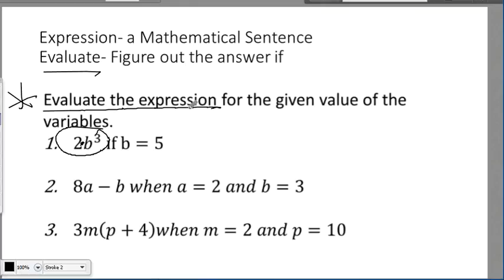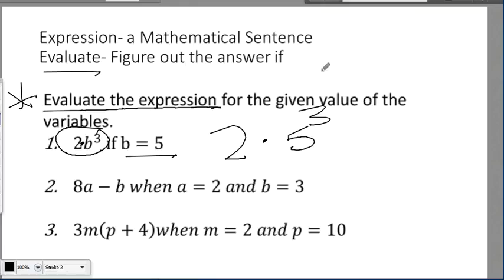If we want to evaluate this, we're going to figure out the answer to 2 times b raised to the third power if the b is 5. So let's go ahead and plug that in. Let's plug 5 in for the b. We write this expression just like it is, 2 times, and instead of the b, we plug in 5, and then that 5 needs to be raised to the third power.